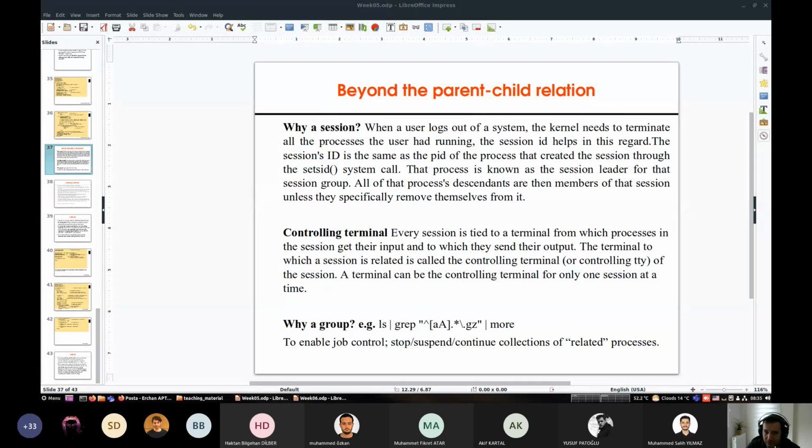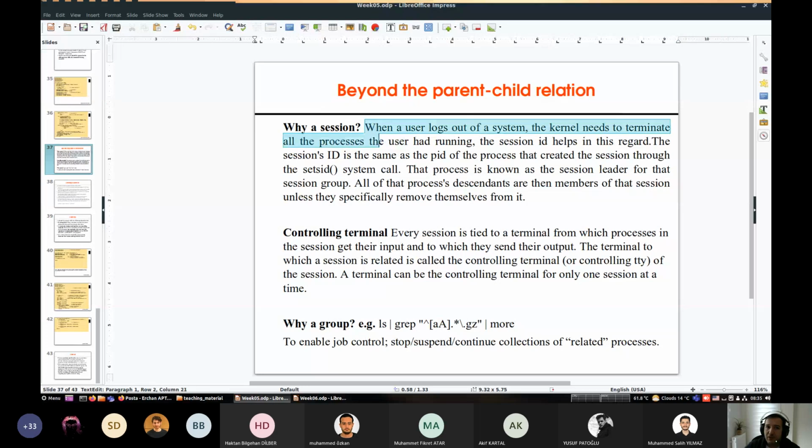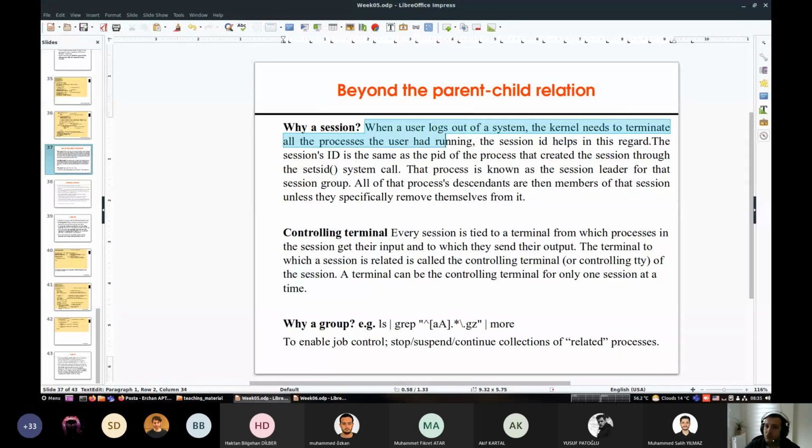Well, first of all, why a session? What is a session? A session basically is a large collection of processes. A session, oturum, is a collection of processes. Why does the kernel need to group processes? Reason number 1, because when a user logs out of the system, the kernel needs to terminate all the processes that this user had running.